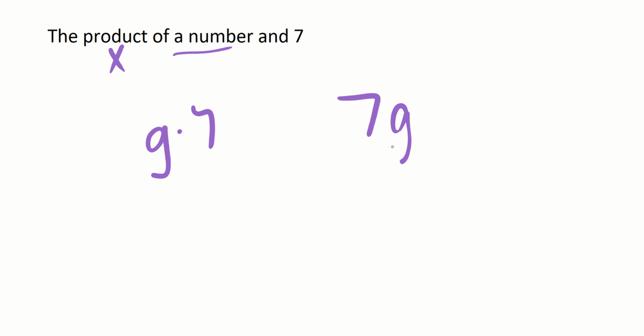If we have the product of a number and 7, the product means times. A number, we can use any letter, so let's say G. So G and 7. I can't write it this way. When we're writing products between variables and numbers, we need to write it as 7G.